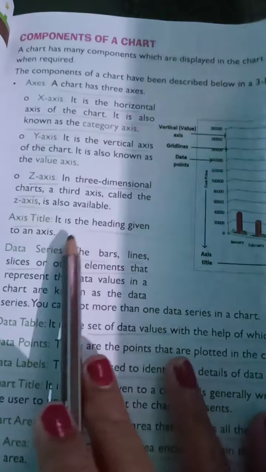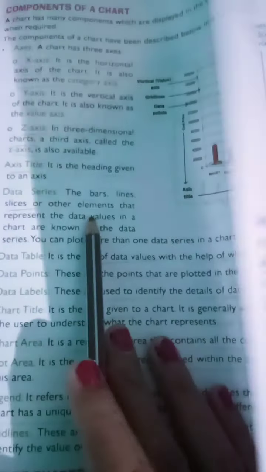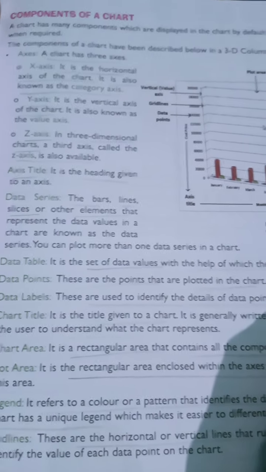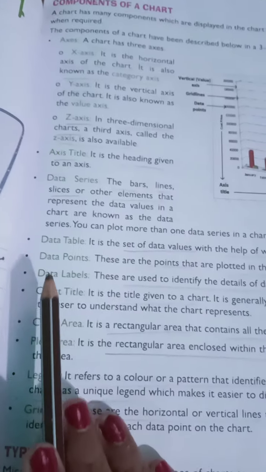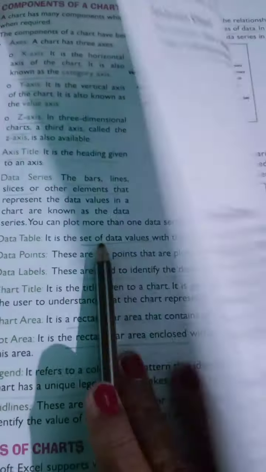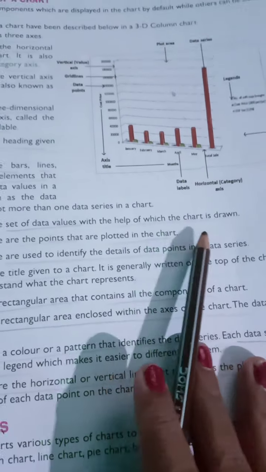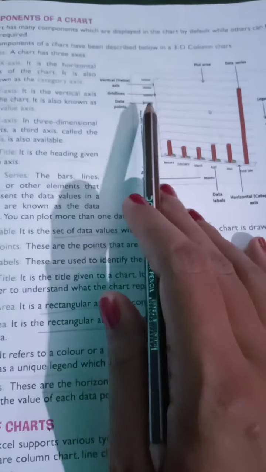Axis title means whatever title you give. Data series means these series. The bars, lines, slices or other elements that represent the data values in a chart are called a data series. What is the data table? It is the set of data values with the help of which the chart is drawn. Then we have data points. Data points are these points which are plotted in a chart.